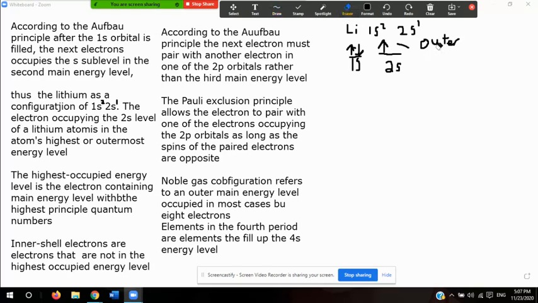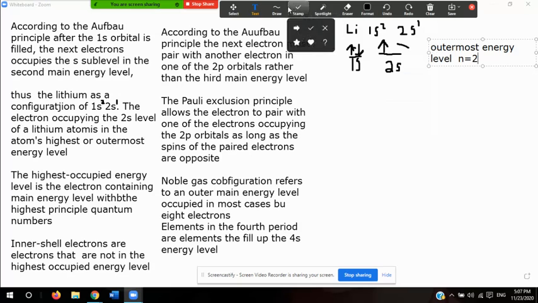So we already established that in the case of lithium, the outermost energy level is this one right here, and we say that it's the outermost energy level, and it has a number of 1. So what that means is that because the one electron is in the second orbital, we say that the highest quantum number in this case is n equals 2, because the electron of lithium is in the 2s orbital.